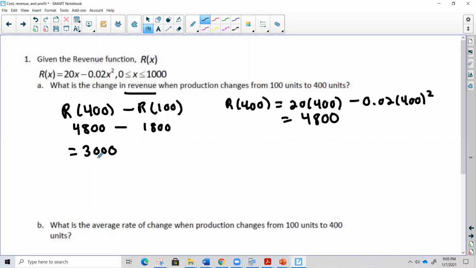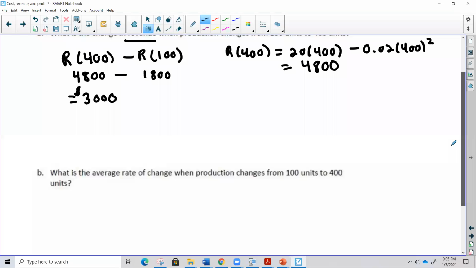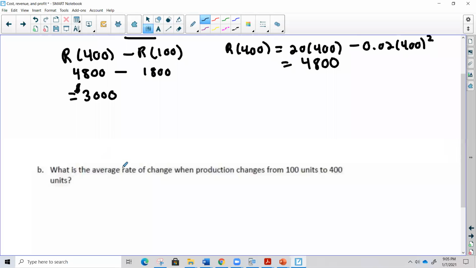Okay, so this is the change in revenue. It's R of 400 minus R of 100. And generally for these, we put units. So the revenue is in money, so it'd be dollars, or you can write dollars after it. Then B says, what is the average rate of change when production changes from 100 units to 400 units?